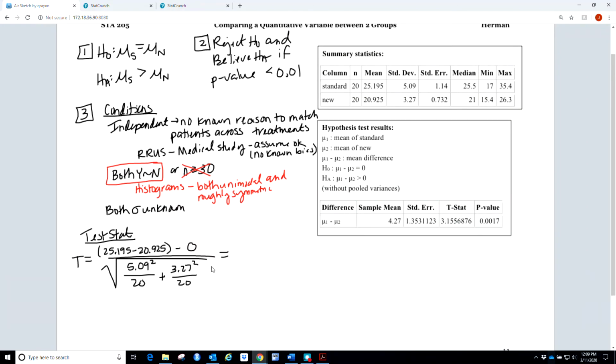Now again, this top part, I expect that you could do that math okay. You would just get 4.27 for the top. Now for the bottom, you could do this by hand, but this is where we want to use StatCrunch. That bottom number is what we call the standard error. So this 1.353 number is what that bottom value is, the standard error. And this would give us a t of about 3.156, which you'll also see in our StatCrunch output.